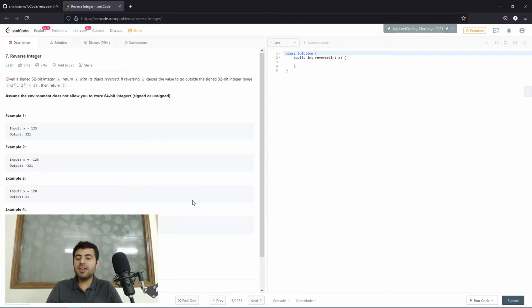This question does make a lot more sense in programming languages that by default support 32-bit signed integers, like C, C++, Java. We can obviously solve this question in Python as well, but it just makes more sense, I would say, in Java or C++. Let's have a look at the algorithm.